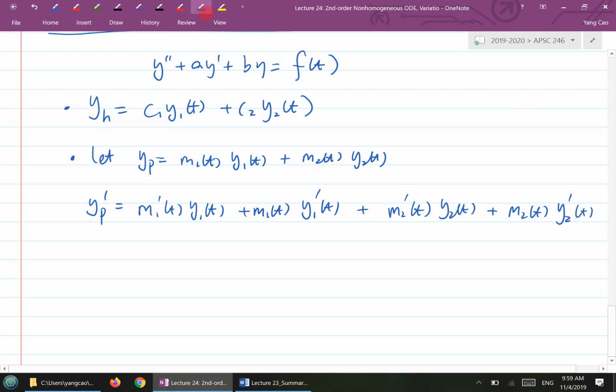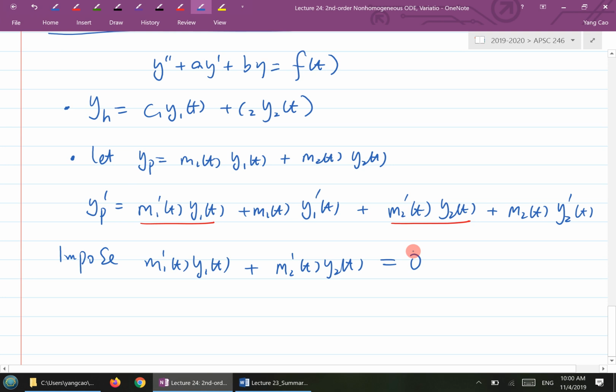From here, this is getting interesting. I really don't want to keep so many terms, so we'll go out on a limb. Let's impose a condition, and whether it's right or not, we'll see. We want to single out these two terms, M1 prime y1 and M2 prime y2, and make their sum 0. So we're going to impose that this term be 0.